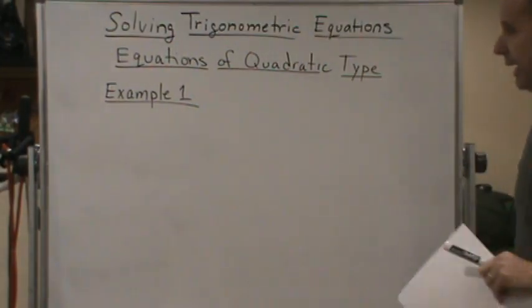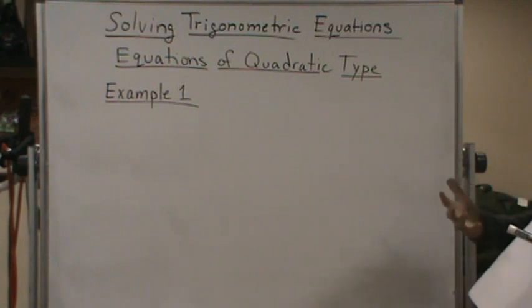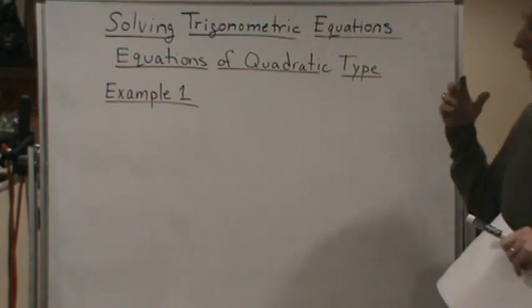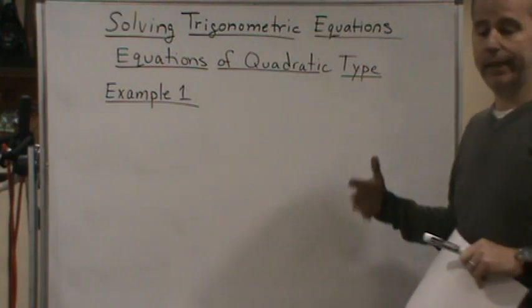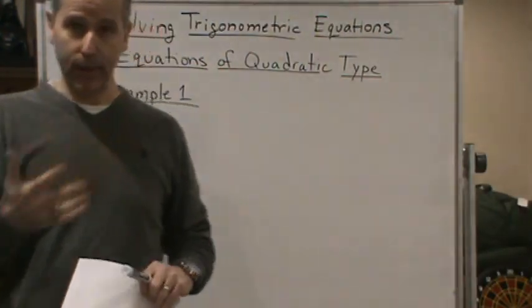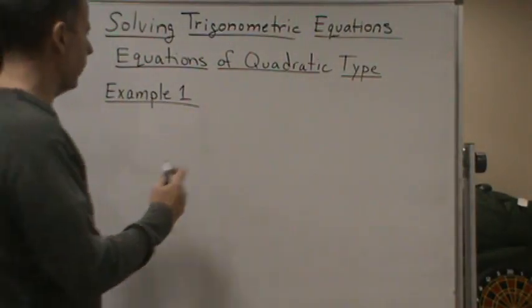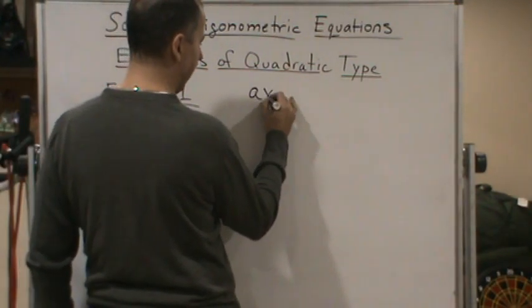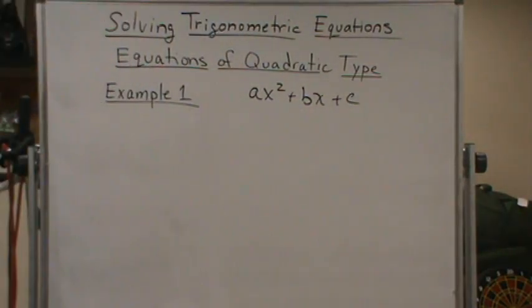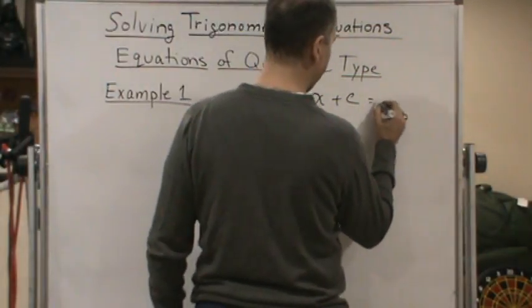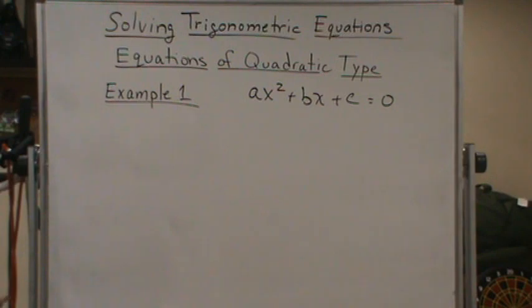Now we're going to start the section on solving trigonometric equations when we have equations that are of quadratic type or in quadratic form. I mentioned this before. What we're looking for is, does it have the form of ax squared plus bx plus c? If it does, then it's quadratic in form, and we can use all those tools in our toolbox that we've learned from college algebra to solve them.